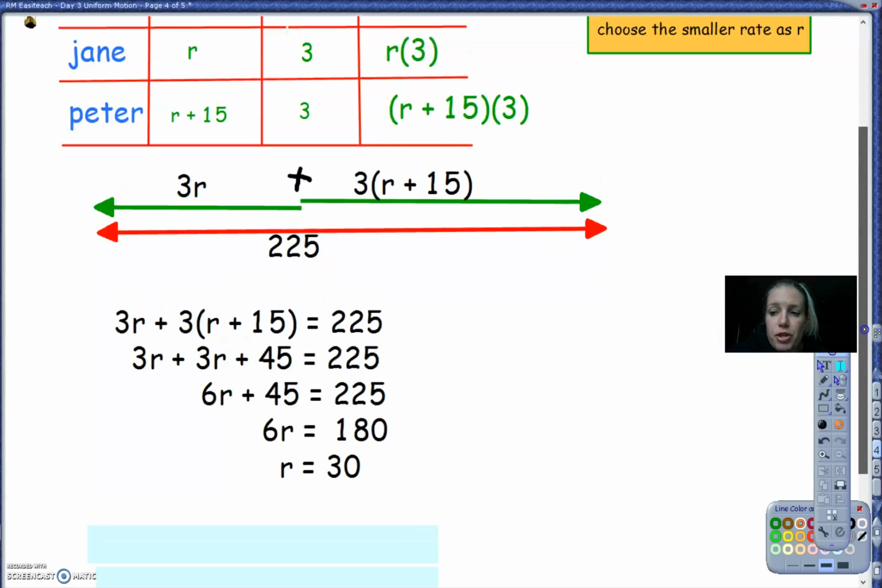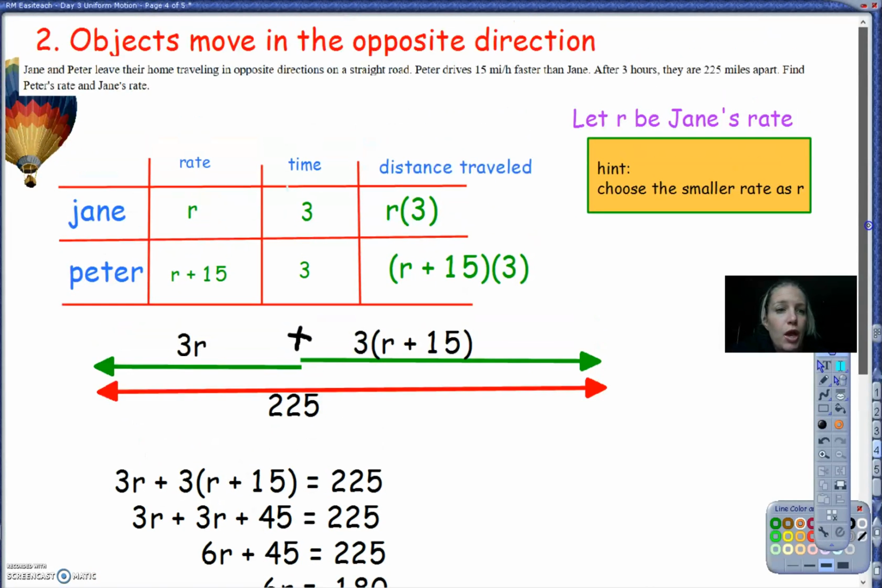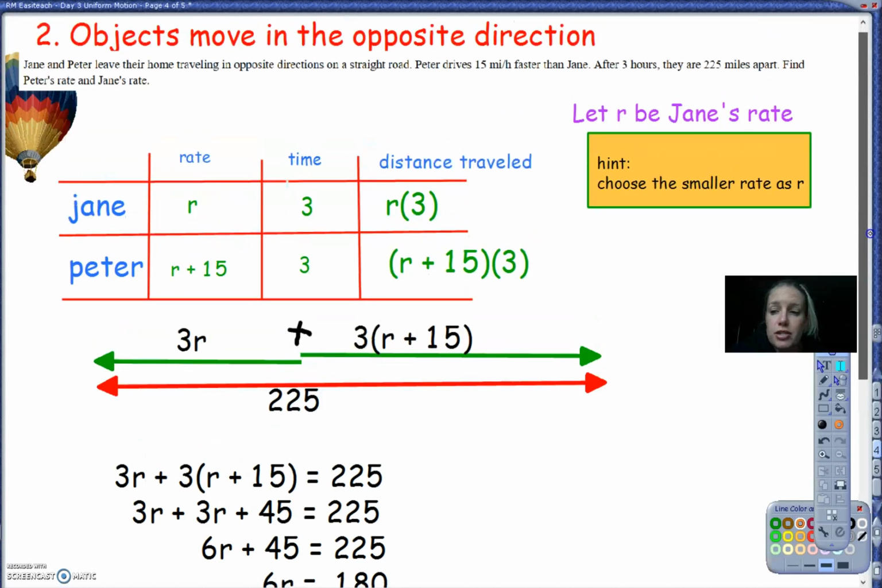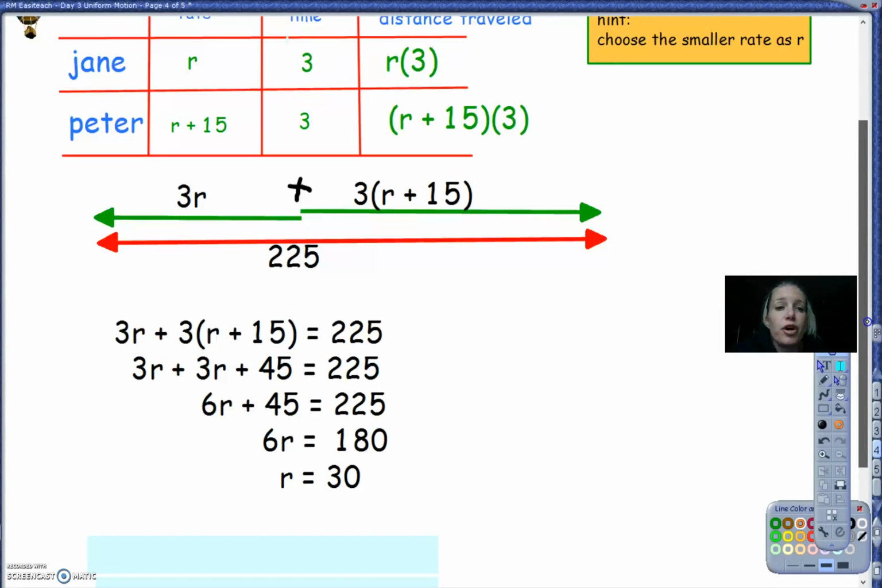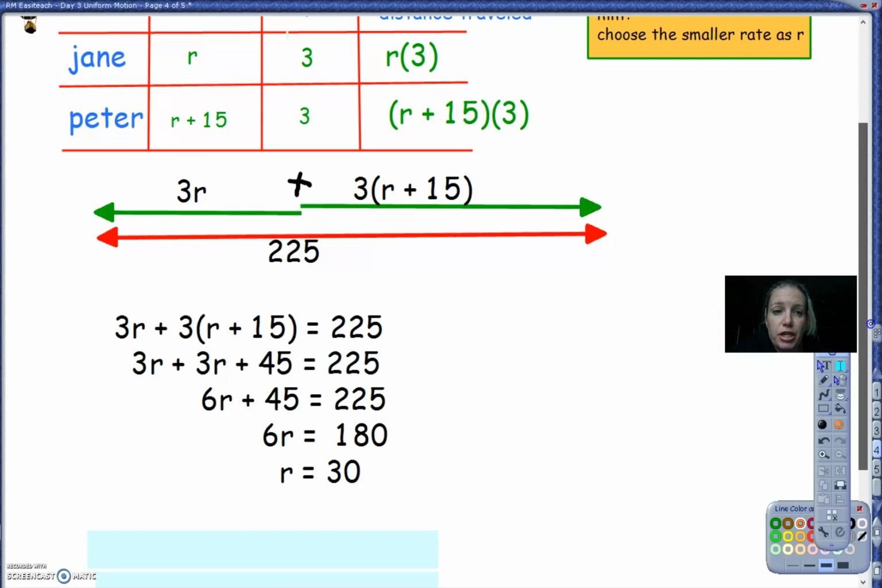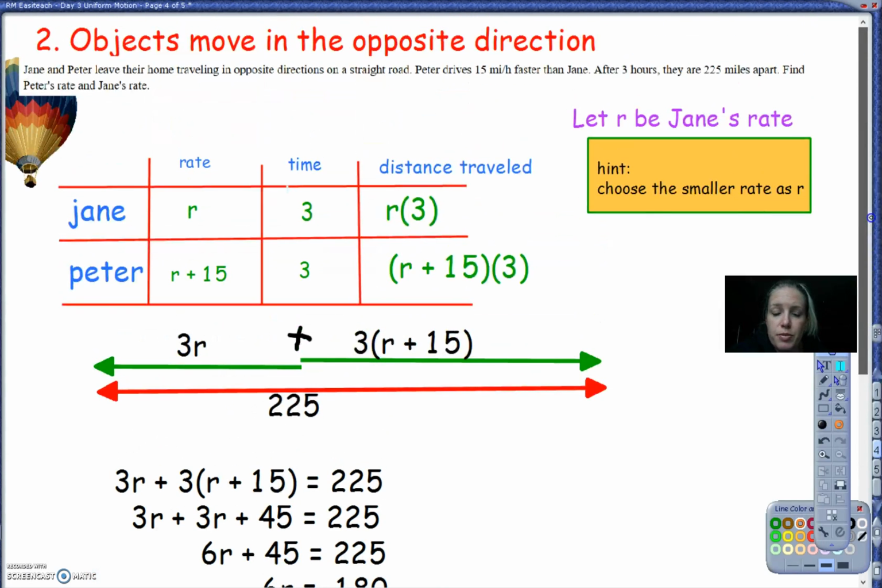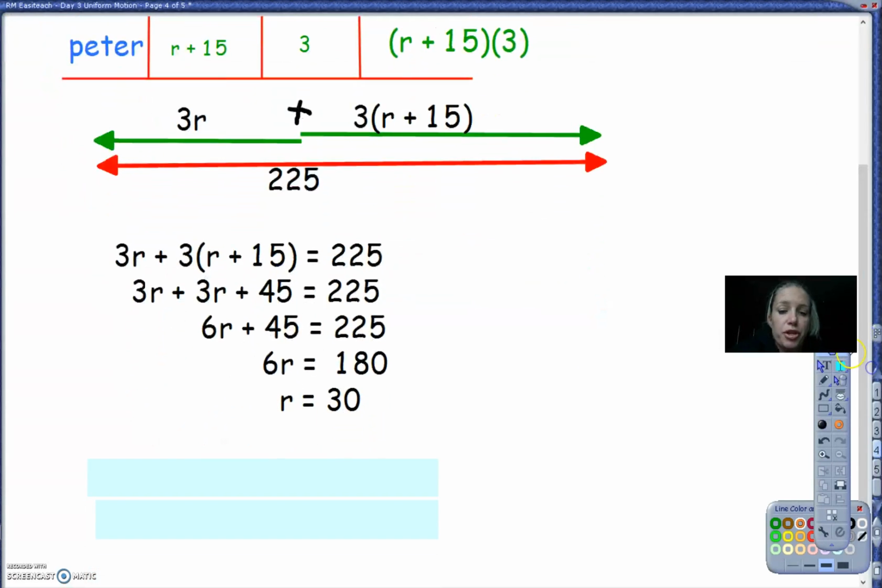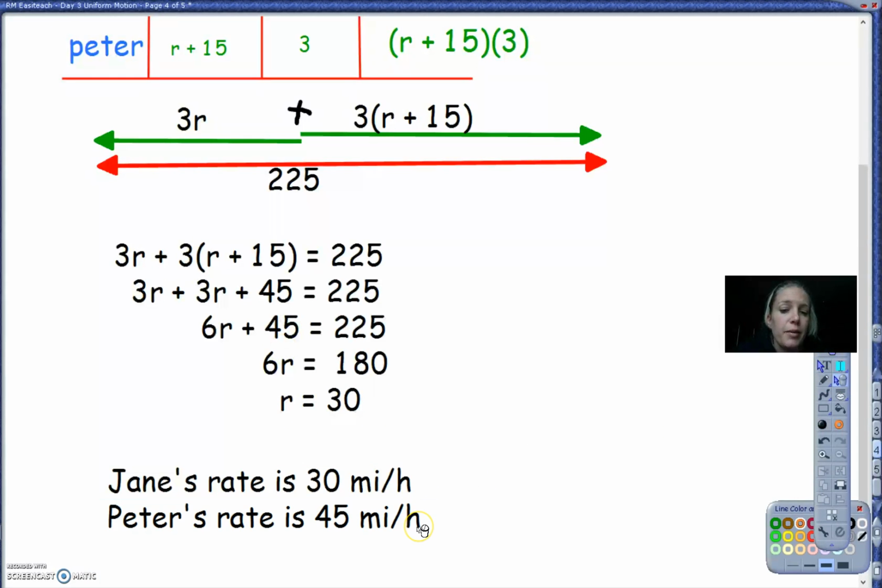So now let's go back to what the question said. Find Peter's rate and Jane's rate. So they want both. If Jane is R, which is 30 miles per hour, for Peter, we do 30 plus 15, and we get 45 miles per hour. Those are our two sentences for our word problem.